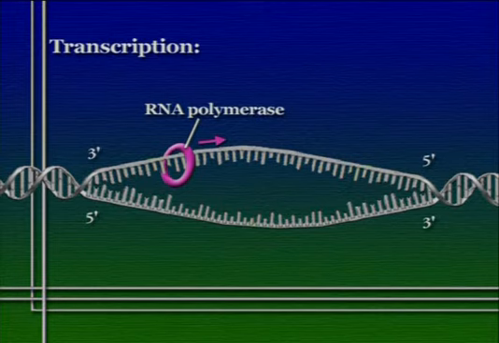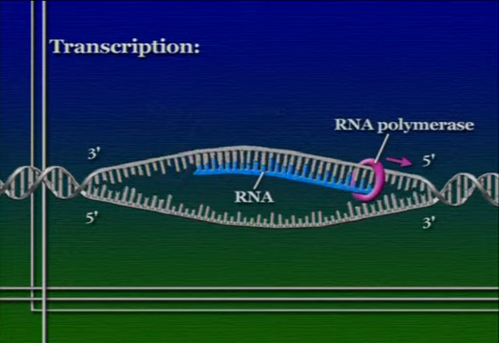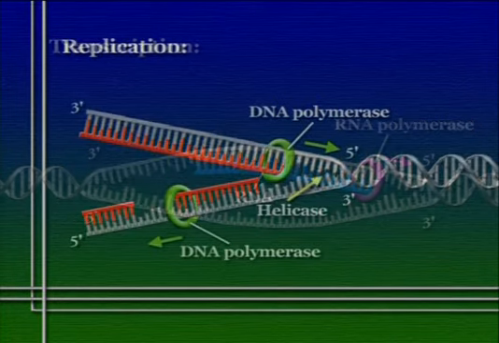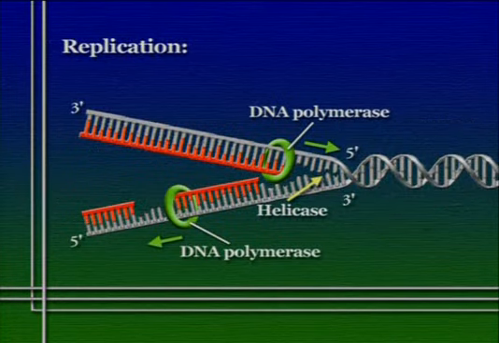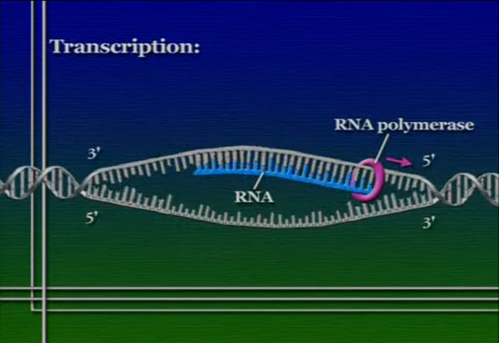A second very important difference is that only one of the two DNA strands is transcribed by RNA polymerase. Remember, when we looked at replication, both of the strands, after the helix had opened up, would be independently replicated by different DNA polymerases. But in transcription, we only have one strand copied.